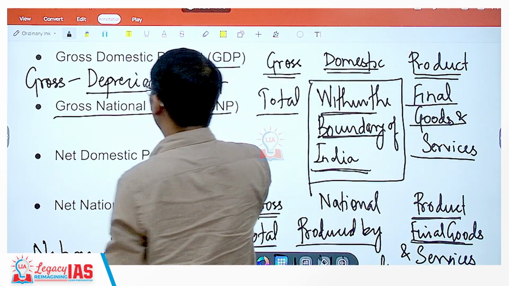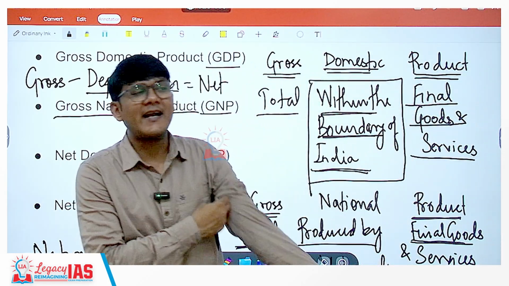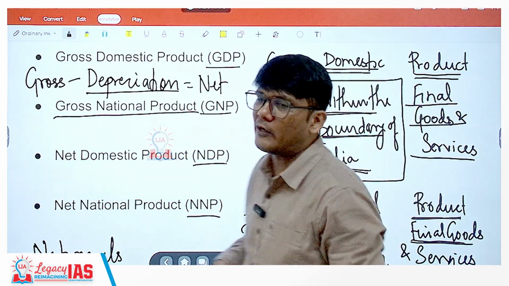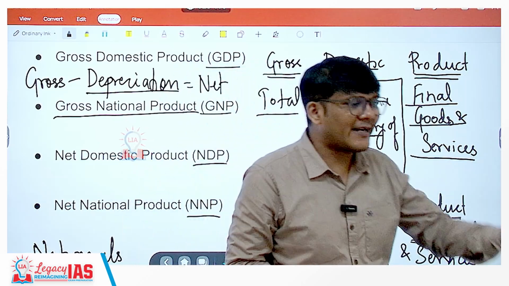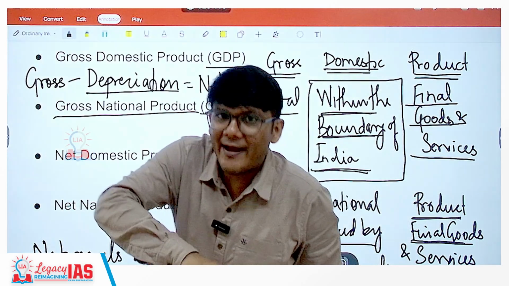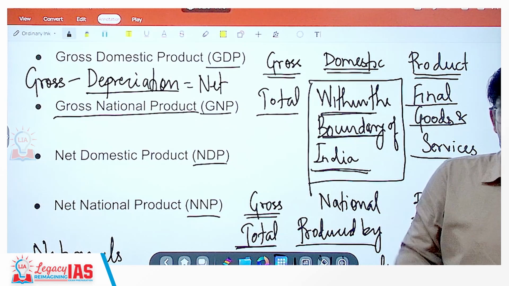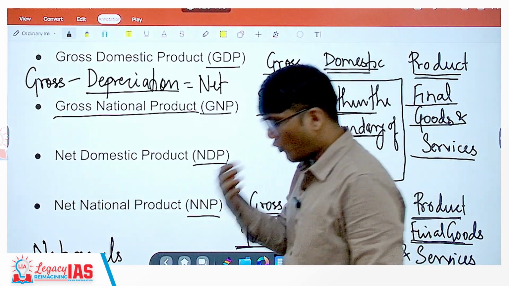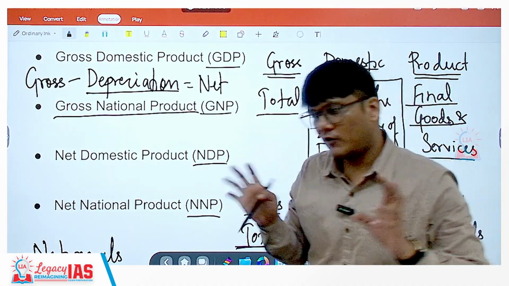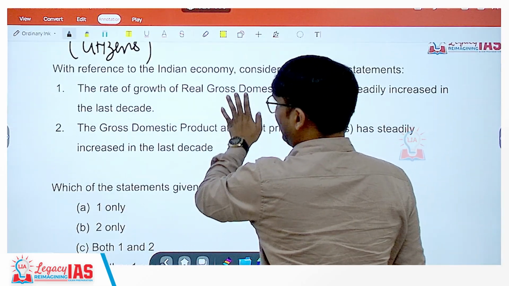Now what is this depreciation? See, whenever you are producing goods and services in an economy, there would be wear and tear of the things which you are using to produce those goods and services. The wear and tear of machinery, for example. So if the life of a machinery is 10 years, every year, for example, 10% of the machinery is getting depreciated. So that value you have to exclude from the gross domestic product in order to get the net domestic product, and you have to exclude that value from the gross national product in order to get the net national product. Alright, so these are the concepts of gross national product, gross domestic product, and their net.